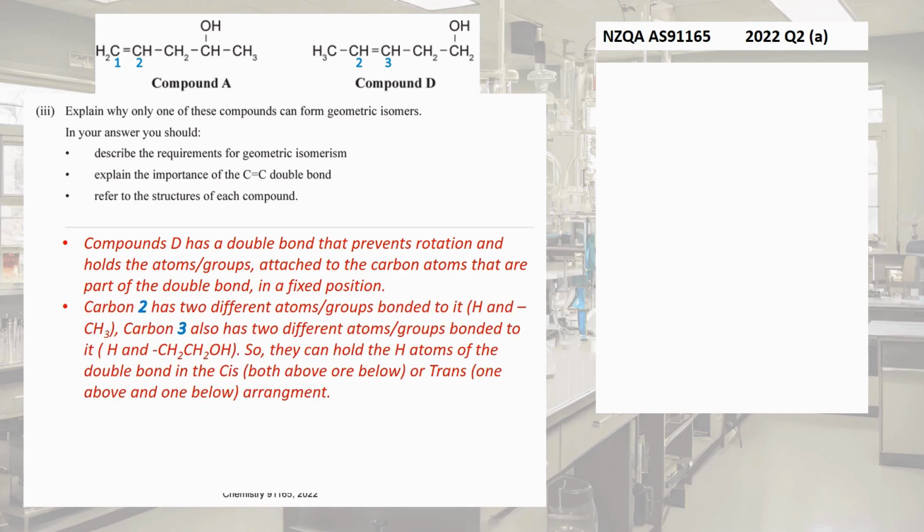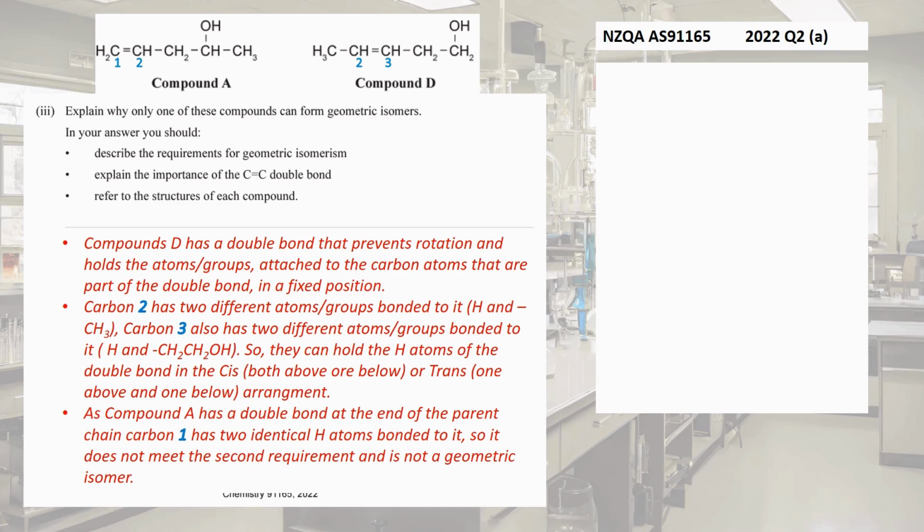The second requirement, carbon 2 and 3 have 2 different atoms or groups bonded to them. So carbon 2 has 2 different groups bonded to it, an H and a CH3. Carbon 3 has 2 different atoms or groups bonded to it, an H and a C2H2OH. So they can hold these molecules either in a cis or trans arrangement. Cis arrangement, they're both up. Trans, they're both down. So, did I meet the requirements needed for the answer?